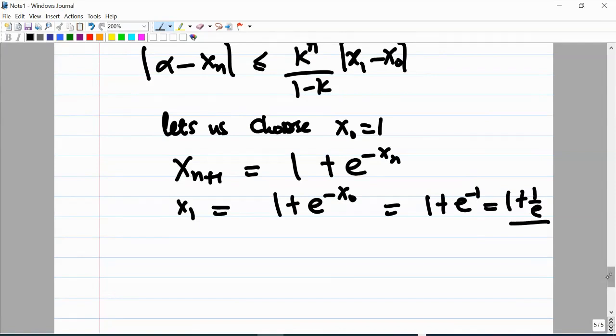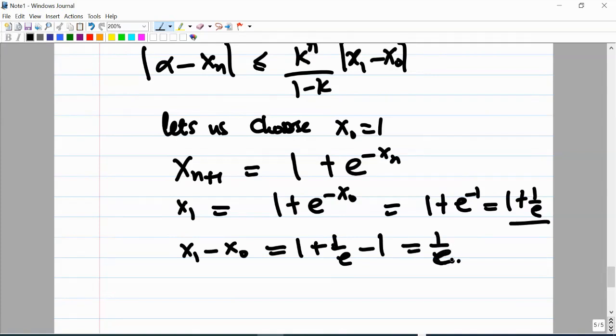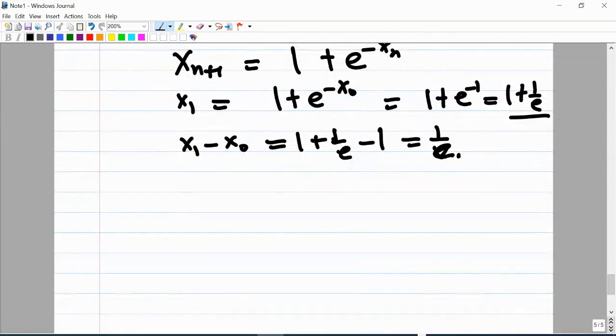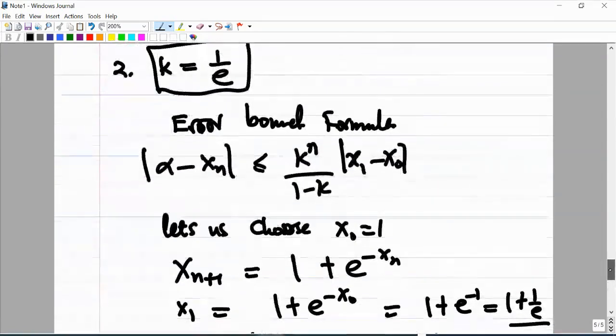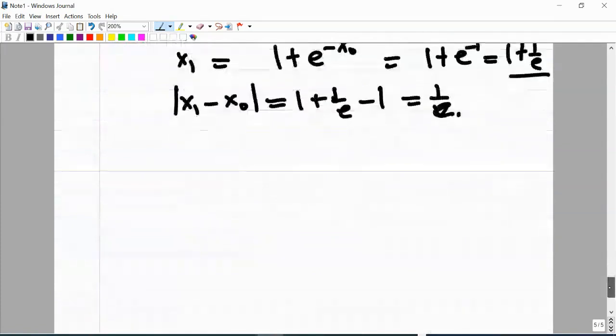Okay, so you will know that x1 minus x0 is 1 plus 1 over e minus 1, which is just 1 over e. So it's very convenient here. Even if you take the absolute value, it's the same. So we now have x1 and x0 and k.